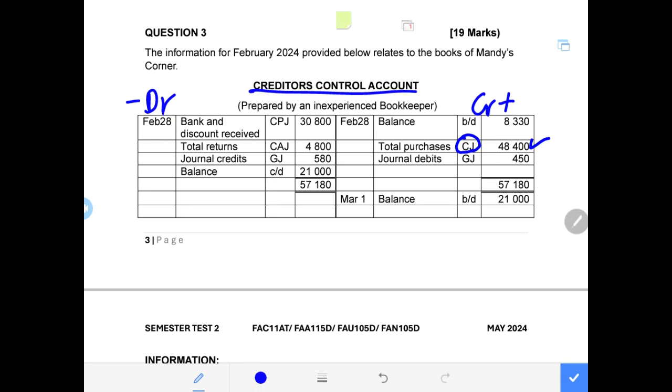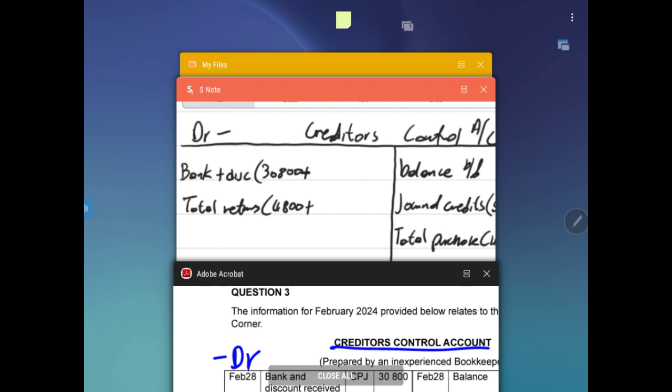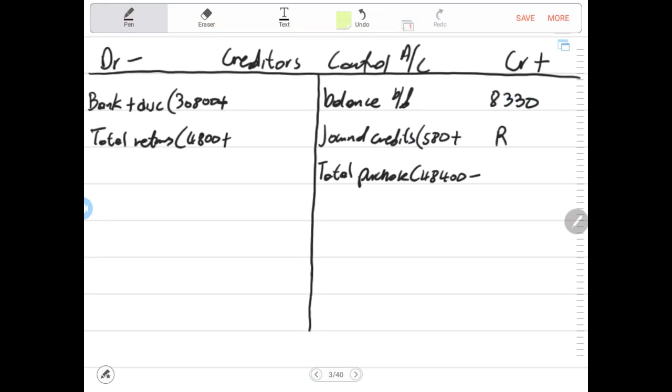We also have noted that there is a general debit that is on the credit side, and that is 450. A general debit must be on the debit side, as it says general debit. So now we record the general debit on the debit side.